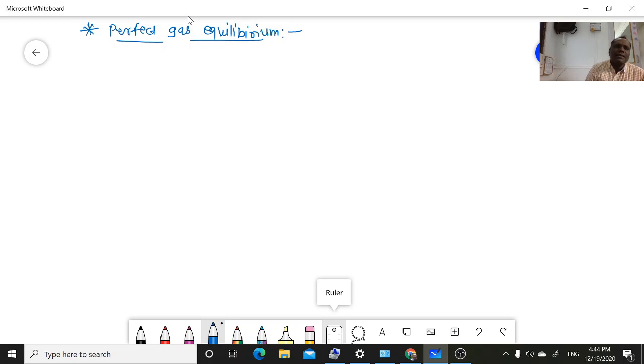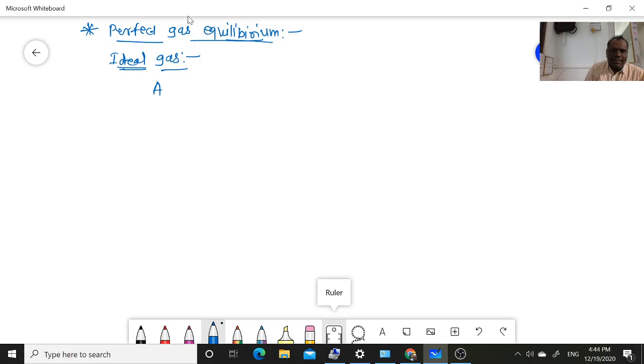So, what is a perfect gas? A perfect gas is an ideal gas. Which one is an ideal gas? The gas which obeys the ideal gas law is called an ideal gas. Real gases are different and ideal gases are different. Since we are learning chemical equilibrium, we will be dealing with only the equilibrium.